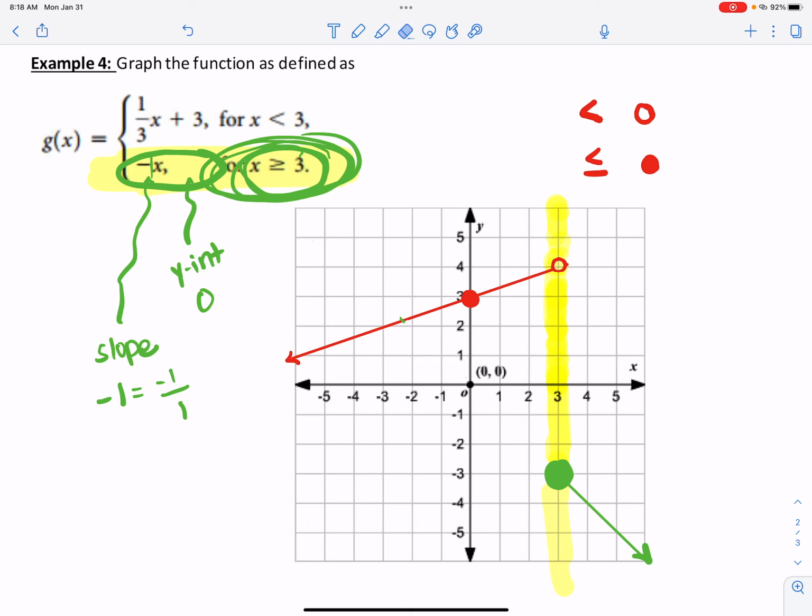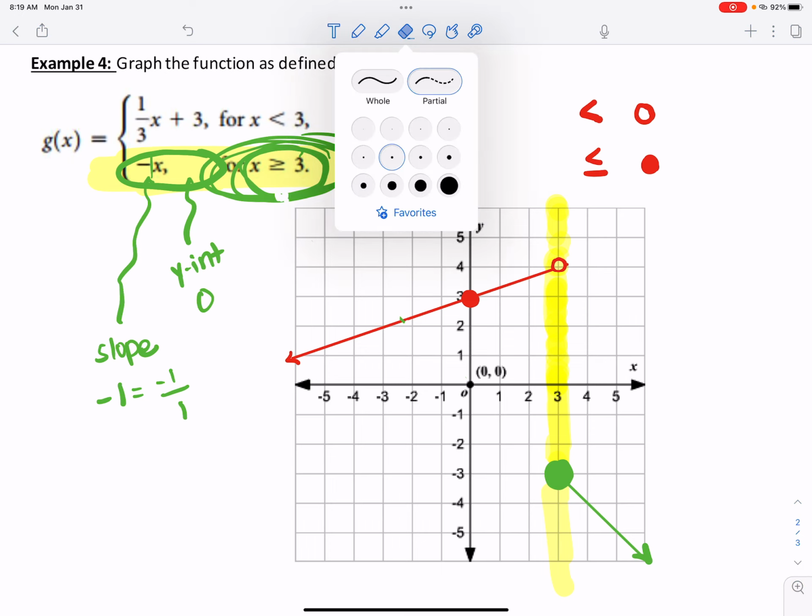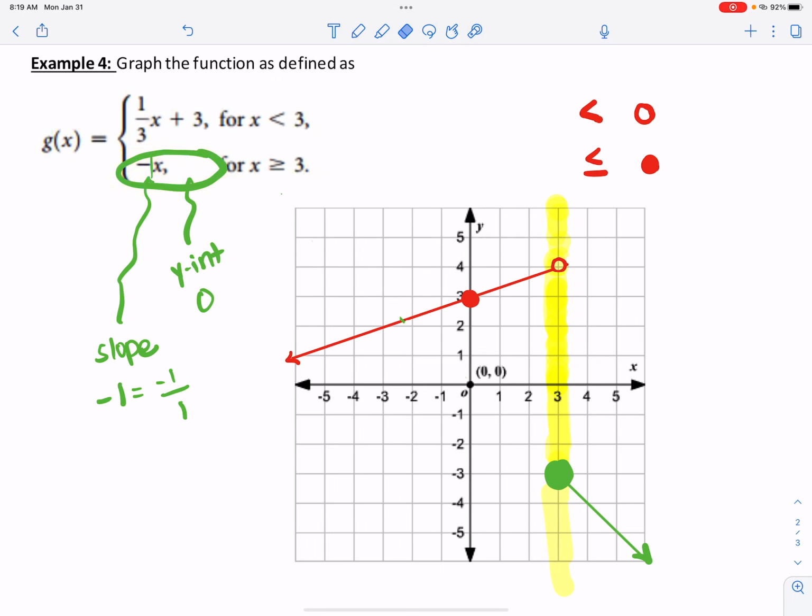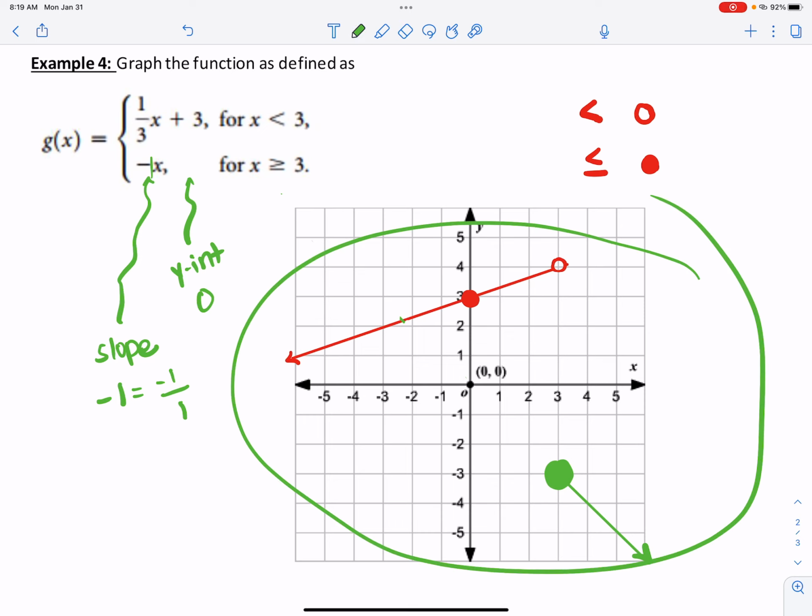So we are going to do a filled in dot. All right, and that's how we graph a piecewise defined function. So pretty much your graph is going to look like a little separated, disjoint. It's going to have like 2 parts to it. It looks like 2 separate functions, but it's considered one big function. That would be our piecewise defined function, that entire thing.